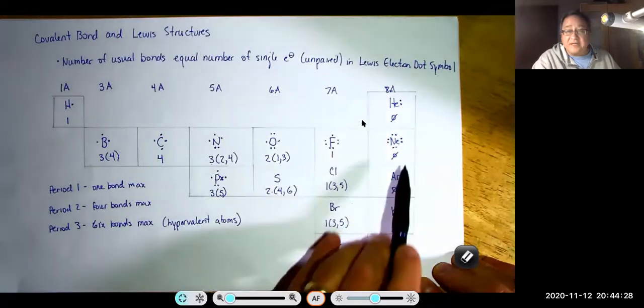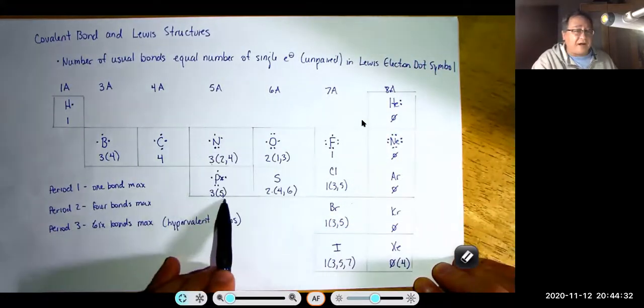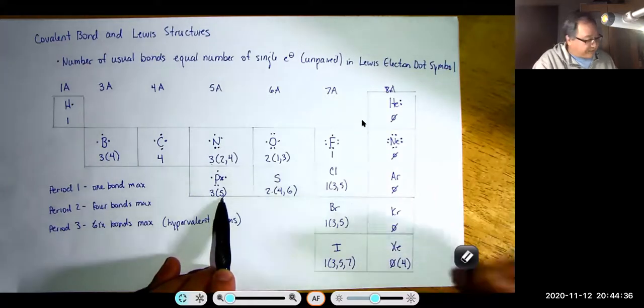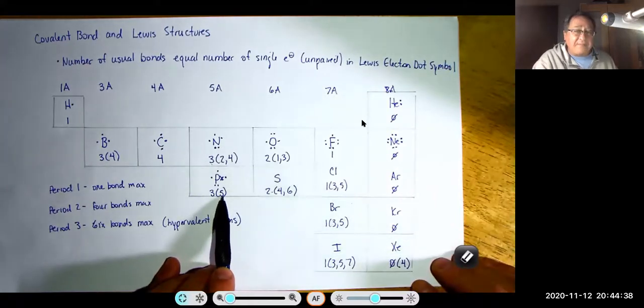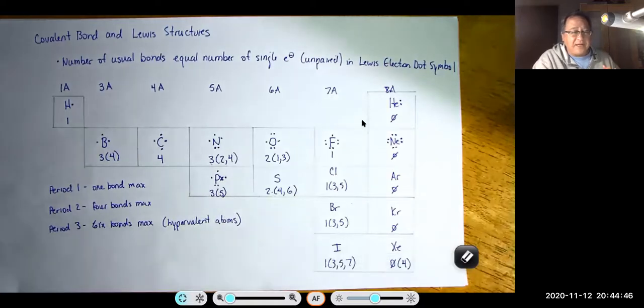And again, we've already done neon, 0. Phosphorus usually makes 3, but it also can make 5. Now, I haven't offered you any empirical evidence for this yet, but let's take into account here that it can make 5 bonds. 5 bonds times 2 electrons per bond is 10 electrons. So this phosphorus would have 10 electrons around it, and that's more than 8. So this is an exception to the octet rule.